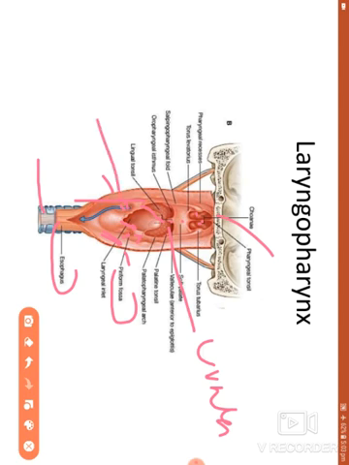It contains the internal laryngeal nerve, and it also acts as a reservoir for foreign bodies. So if you want to remove foreign bodies, one should be careful to avoid injury to the internal laryngeal nerve. The internal laryngeal nerve supplies sensation to the inlet of the larynx.